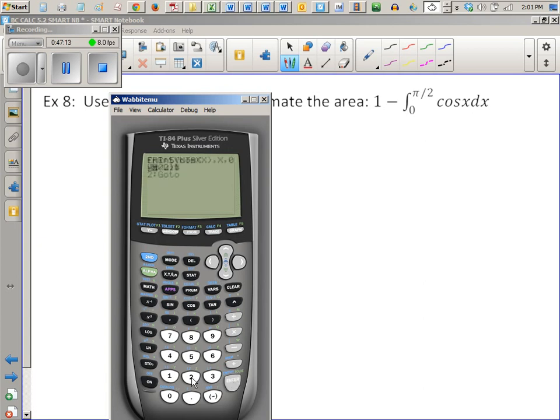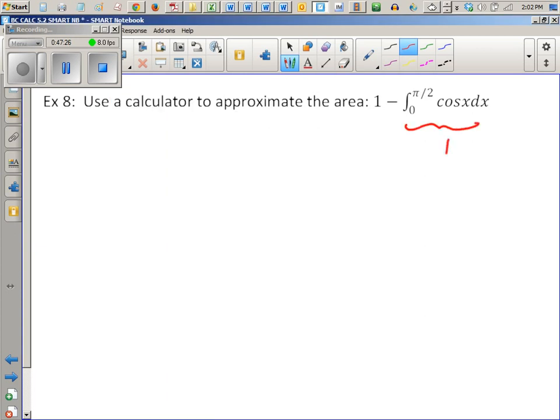Except mine didn't work. I think I have too many parentheses. There we go. 1. Interesting. So what we just found is that this area here is 1. Okay? So the answer is 1 minus 1, which is 0. And that's the answer. Okay? So calculus is kind of neat.